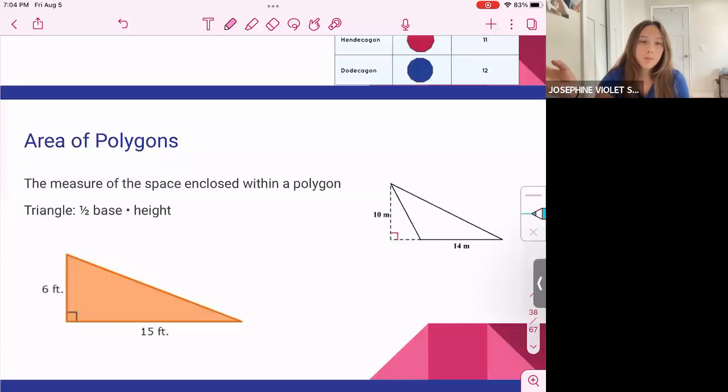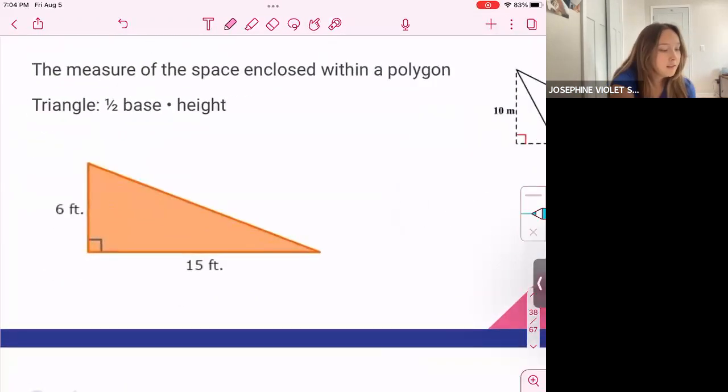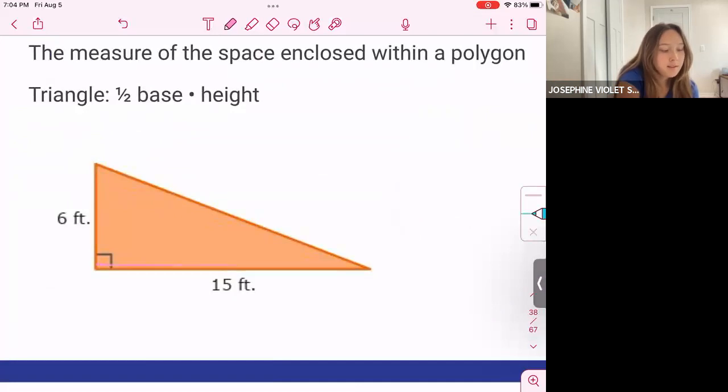So the area of a shape is just the total amount of space that's enclosed within the shape. You guys have probably done some basic area problems. The formula for finding the area of a triangle is 1/2 base times height. On this triangle, the base would be this side right here. It's the side that just sits on the ground. And the height would be 6 feet. So that side over there. So the height is a straight line from the bottom of the triangle to the highest point.